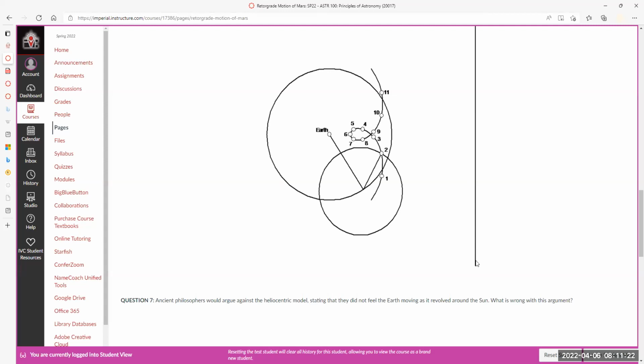You will notice that the projection is going up, up, and then at some point it's going to start coming down, down, and then it's going to move up again. So when it starts coming down, that is where the retrograde starts.